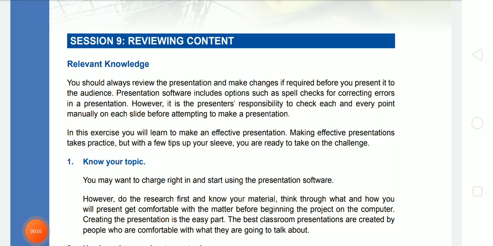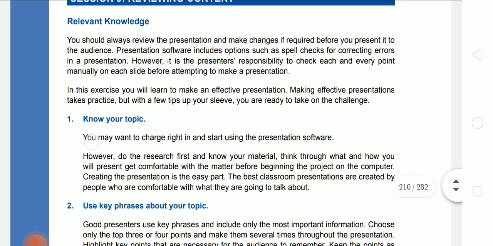Hello students, so today we are going to start with the topic reviewing content. You should always preview the presentation and make changes if required before you present it to the audience. You need to proofread and always have a fresh eye, meaning ask a fresh individual to review your content. It always gives you a better understanding of where the mistake is happening.